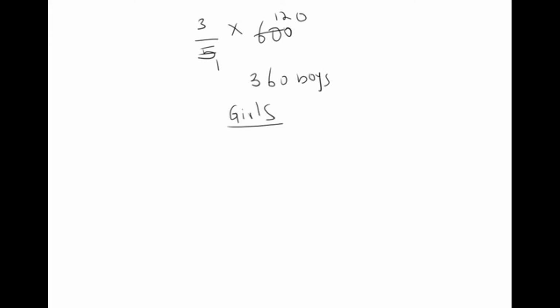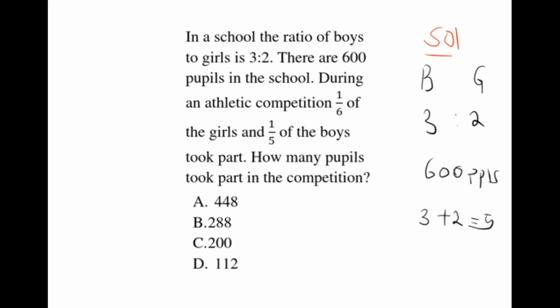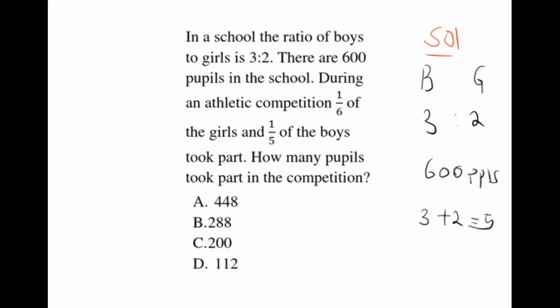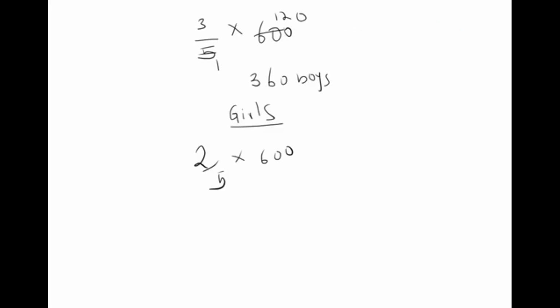The number of the girls in the school, the ratio is 2 over 5 times 600. The total number of the pupils, it is 600. Therefore, we can simplify by 5, 1, by 5, 120. 2 times 120 gives us 240. So the girls were 240.